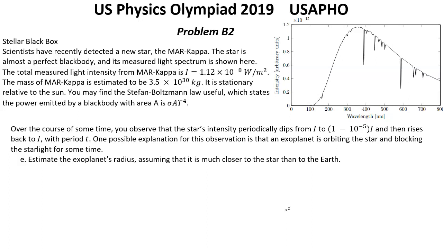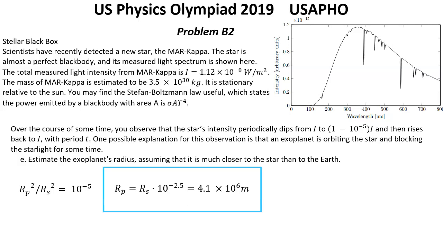Solution for question E. The planet is sufficiently closer to the star than to the Earth that we can just take the ratio of areas. So we have planet radius squared over star radius squared equal to 10^-5, and from here the radius of the planet is equal to 4.1 × 10^6 meters. That was the solution for question E.